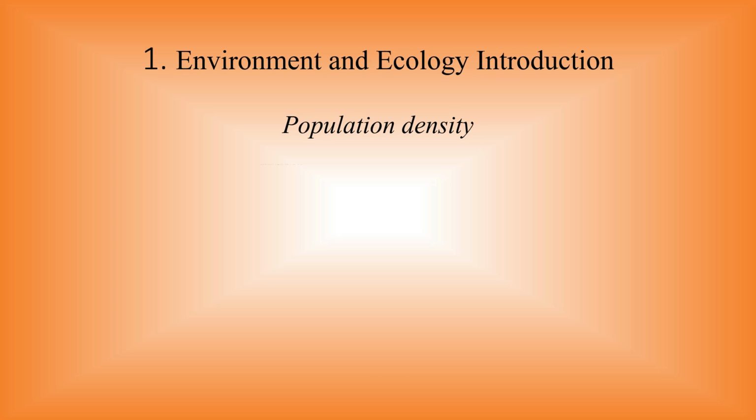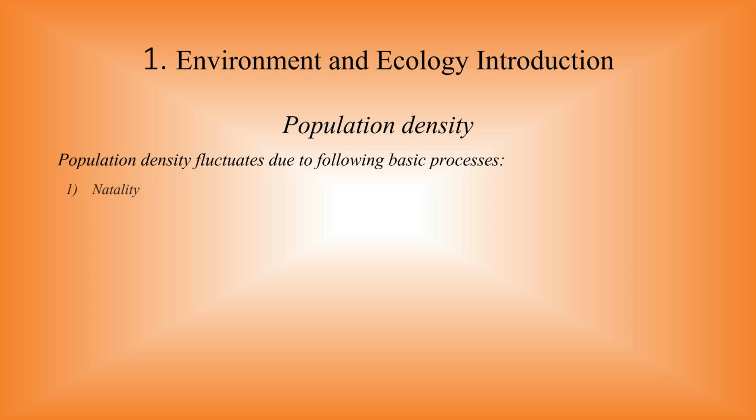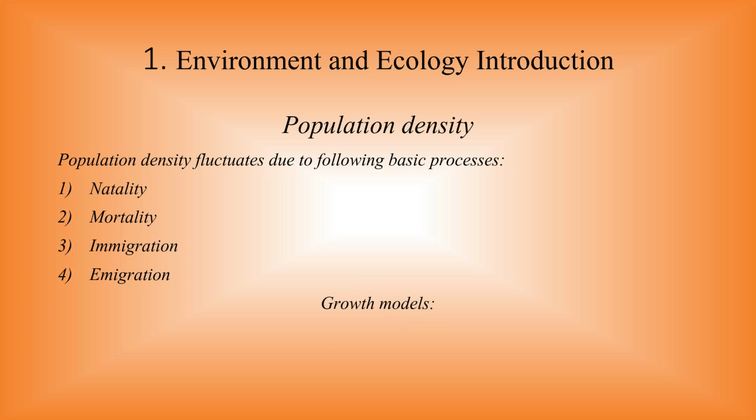Now we will see population density. Population density fluctuates due to the following basic processes. What are these processes? These are natality, mortality, immigration and emigration. And these processes are defined in growth models. These are exponential growth and logistic growth.